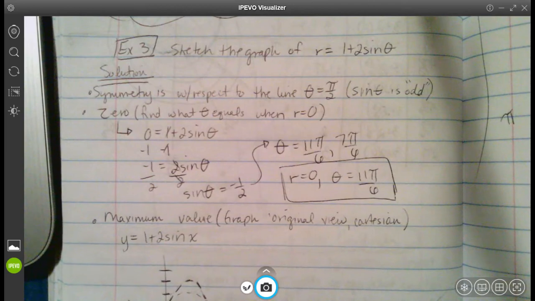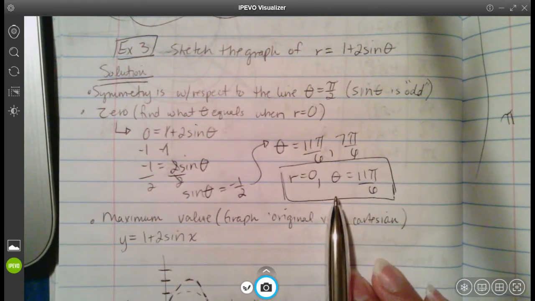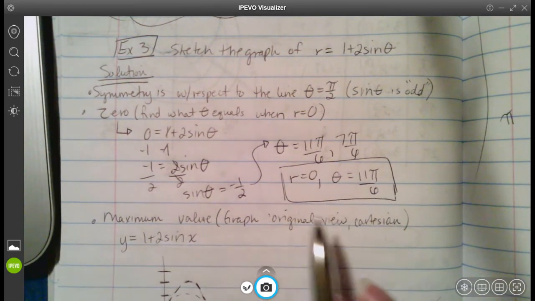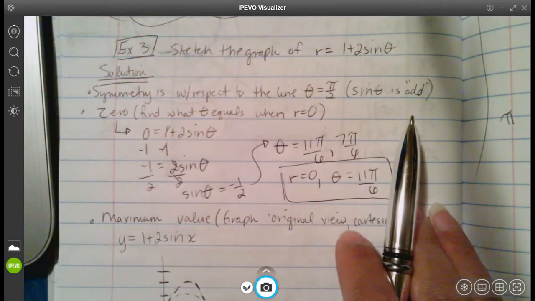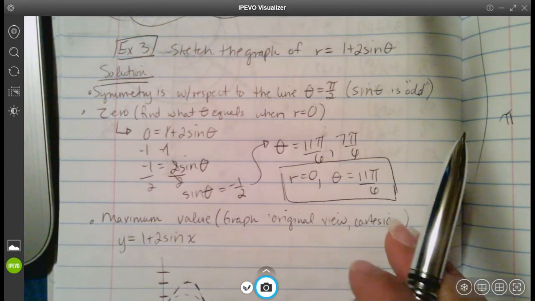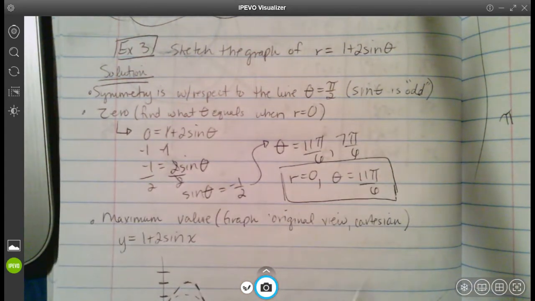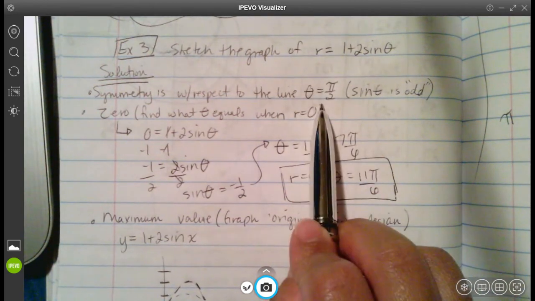The reason I'm doing that is because I'm thinking about the values that I'm going to choose. I'm going to choose everything on the right side of the graph, because everything on the right side has to match everything on the left side, since this has symmetry over pi over 2.